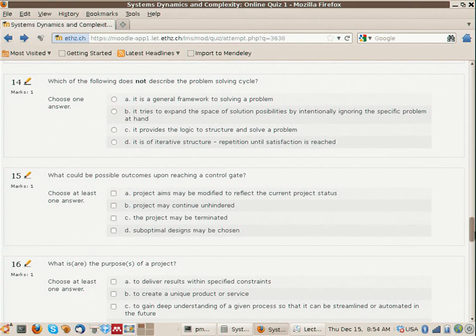So if you refer to lecture 4, slide 9, where control gates are explained, there is a bullet point. So, what could happen at the control gate? Everything is fine. Quality standards are adhered to. Move on. Second, something is not fine. You need more resources. You need more time. Whatever. Out of this, multiple things can happen. First of all, you can get the required resources. You can kind of extend the schedule if you want.